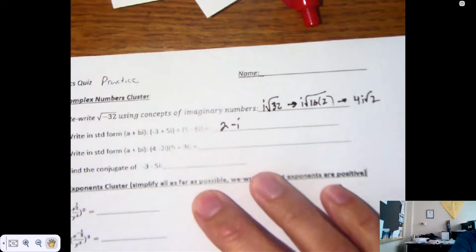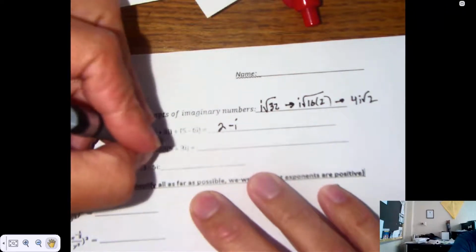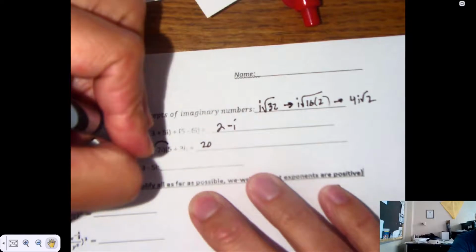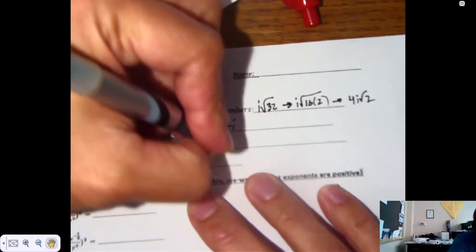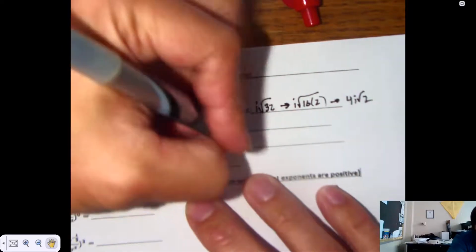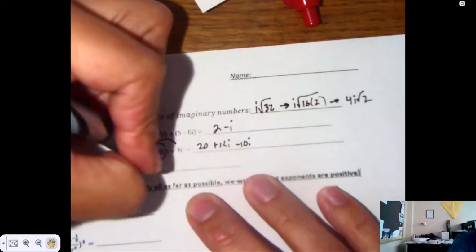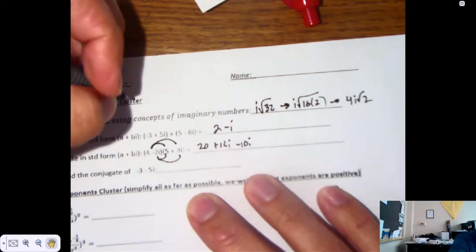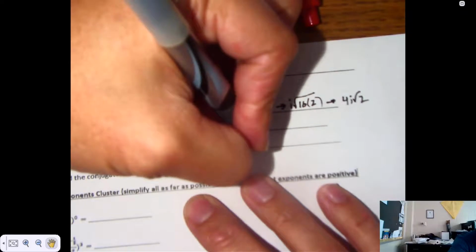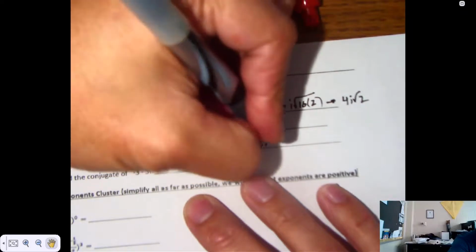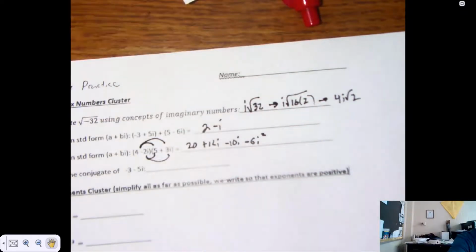This is just foiling, isn't it? You know, 4 times 5 is 20. 4 times 3i is plus 12i. Negative 2i times 5 is minus 10i. Negative 2i times a positive 3i is what? Negative 6i what? Squared. You don't stop there. You're not done.